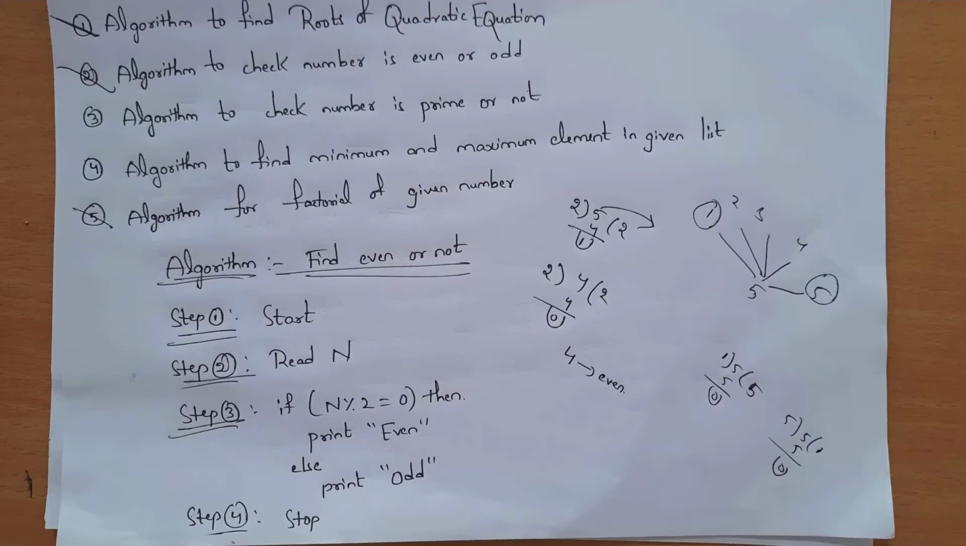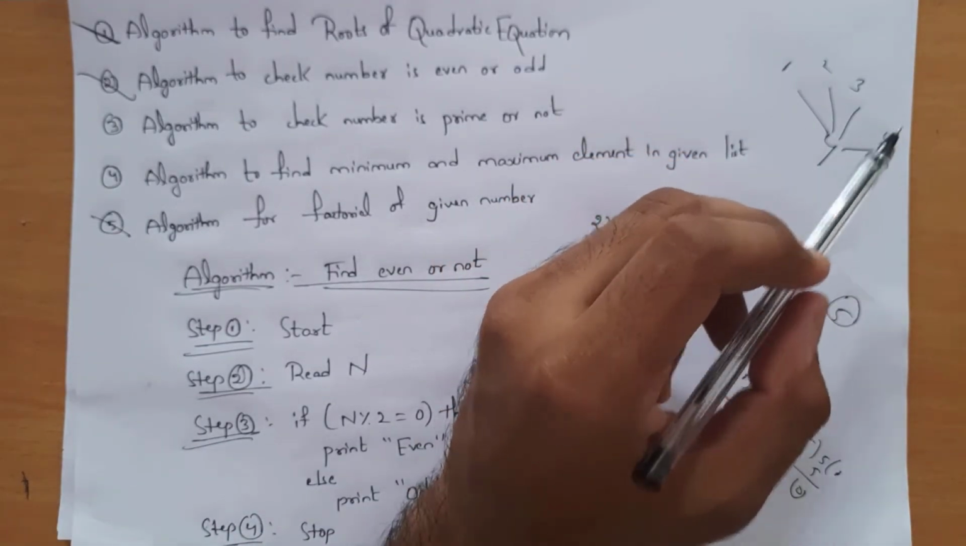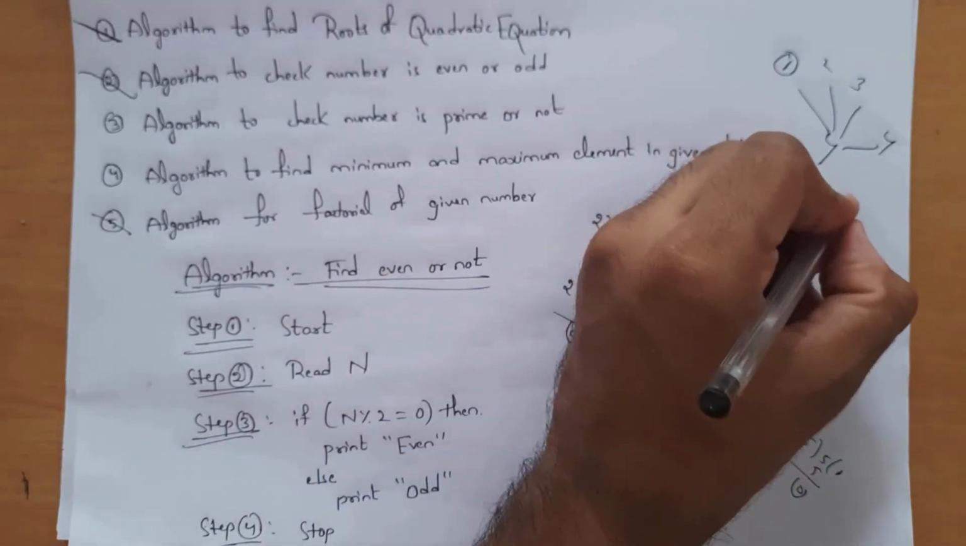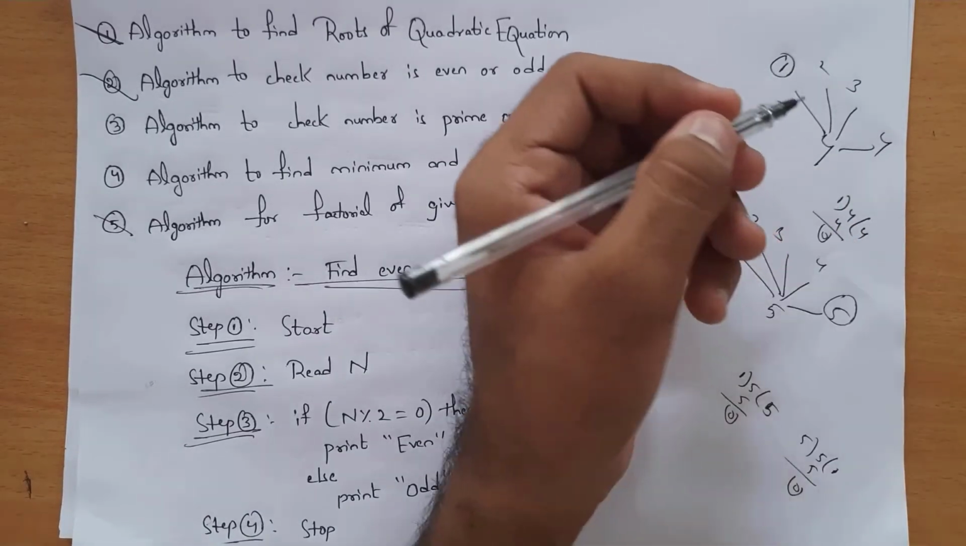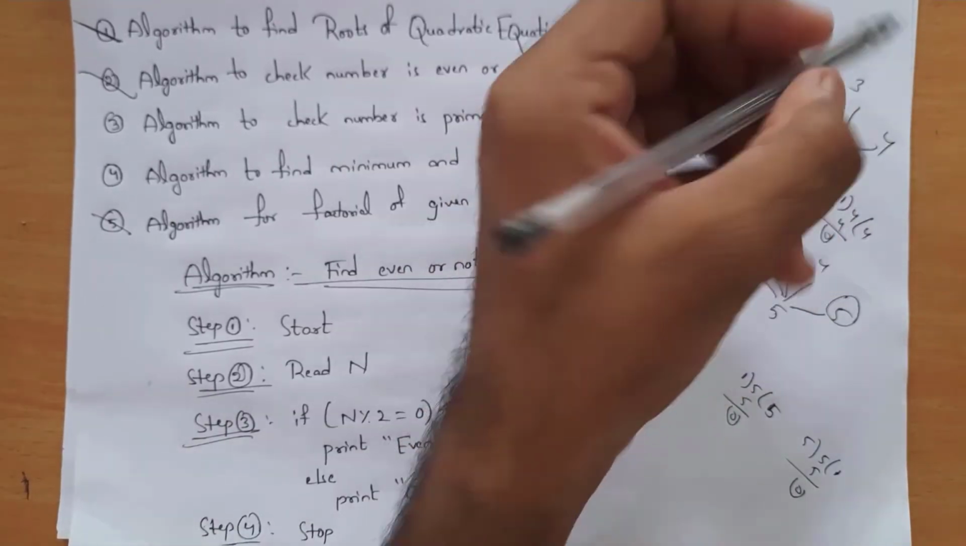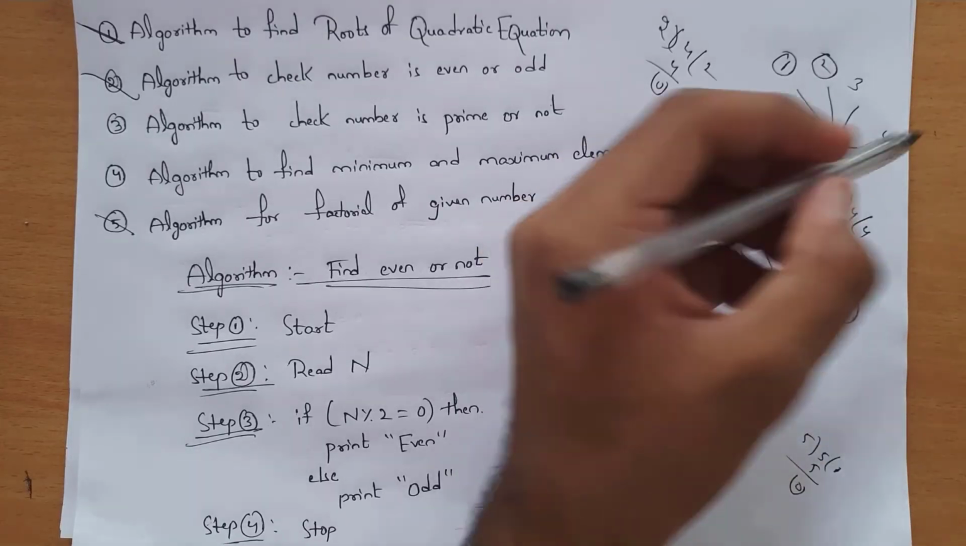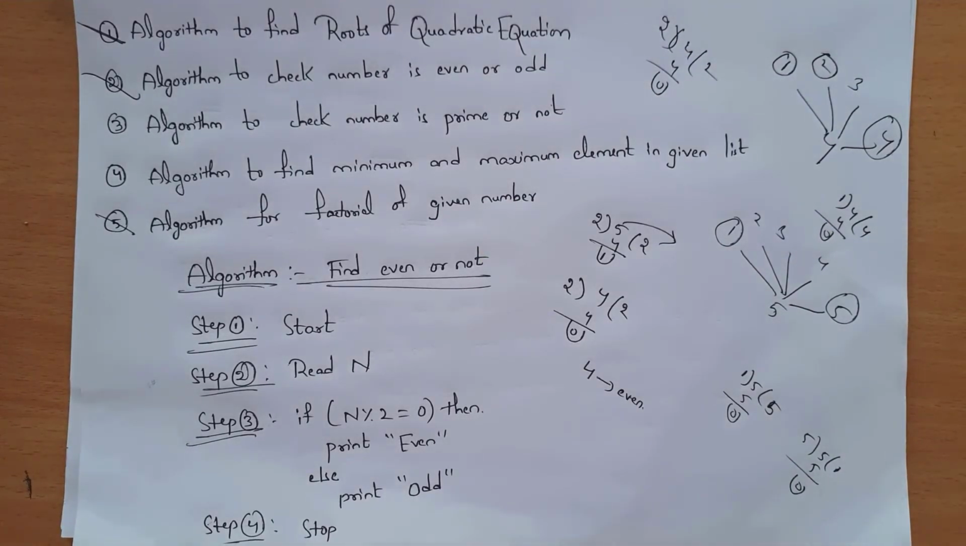And similarly, if you consider number 4, you need to start from 1 and you need to keep on checking till 4. This 4 is divisible by 1 because 1 4s are 4. So remainder is 0. And this 4 is divisible by 2 because 2 2s are 4. So remainder is 0. This 4 is divisible by 2 and this 4 is not divisible by 3 and this 4 is divisible by 4. This 4 is divisible by 1, 2 and 4.